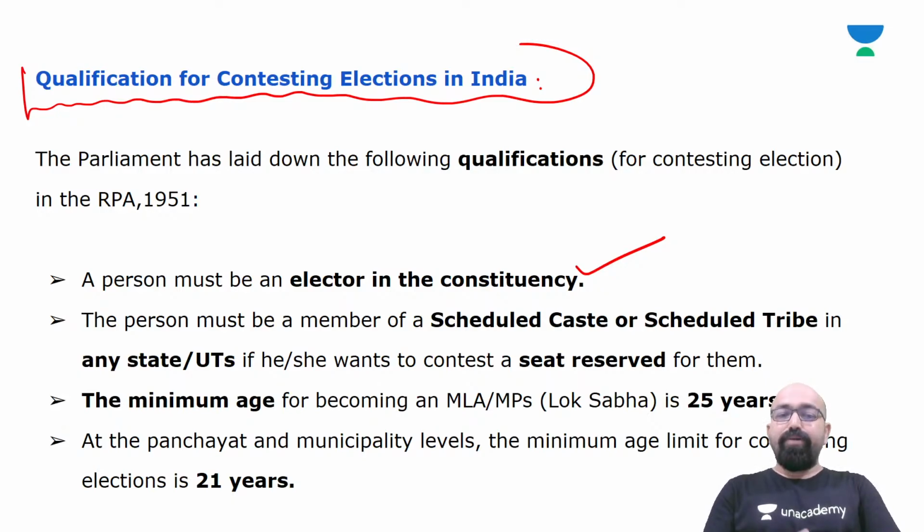Then the minimum age for becoming an MLA or MP. The minimum age for MLAs in state legislatures and MPs in Lok Sabha is 25 years. At the panchayat and municipality levels, the minimum age limit for contesting elections is 21 years.